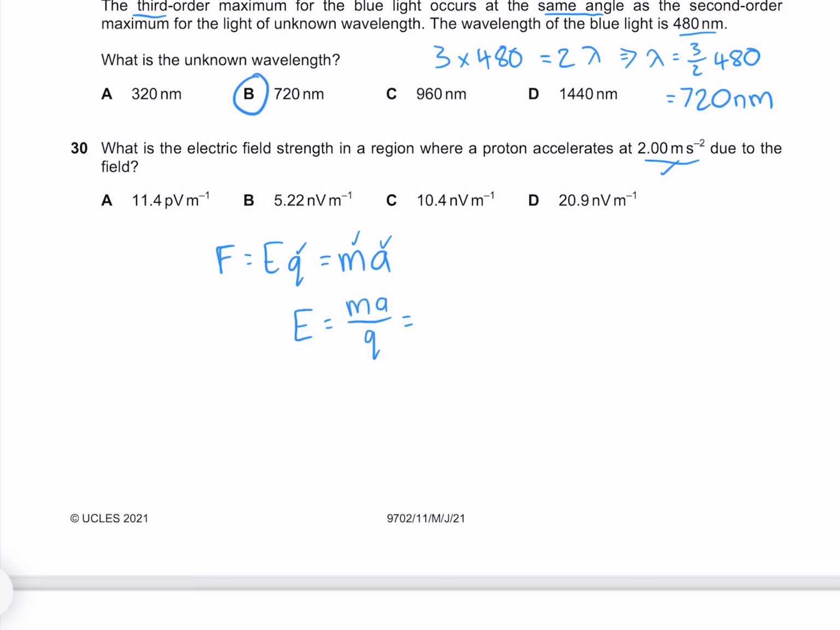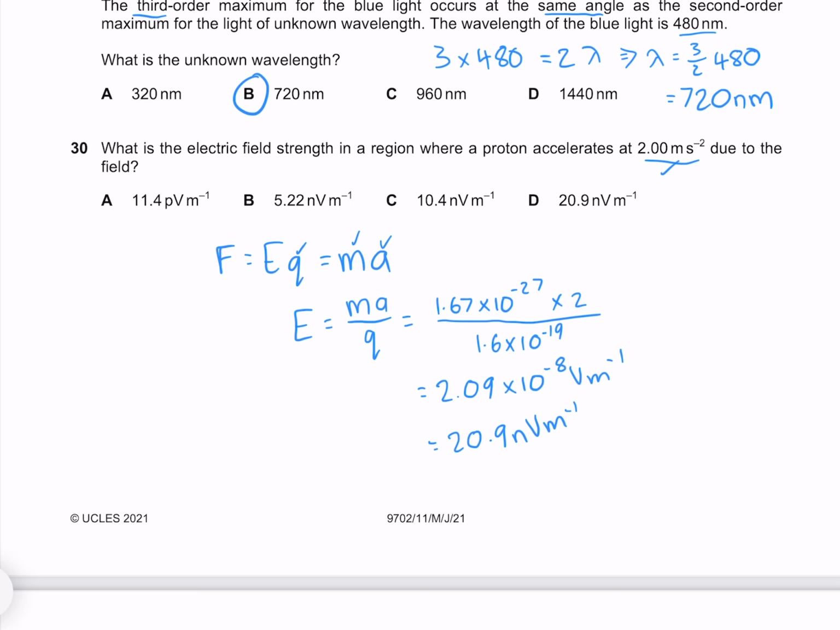The rest mass of a proton at the front of the booklet is given as 1.67 times 10 to the minus 27. Our acceleration is 2, and the charge of a proton is our elementary charge, which at the front of the booklet is 1.6 times 10 to the minus 19, which gives me 2.09 times 10 to the minus 8 volts per meter, 3 significant figures, which can also be written as 20.9 nanovolts per meter, so our answer is D.